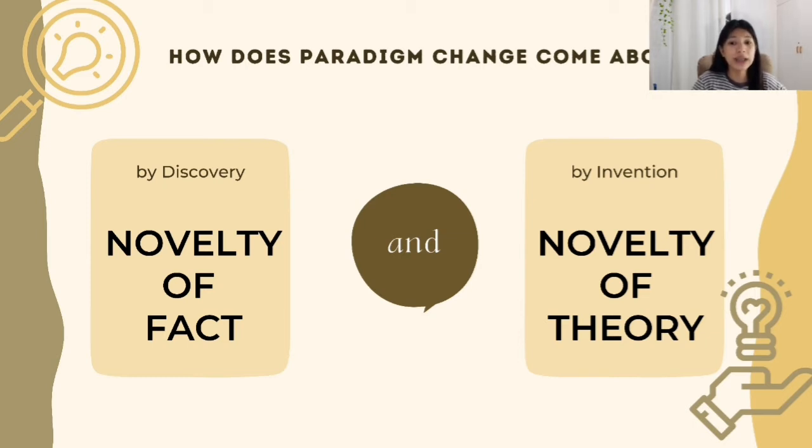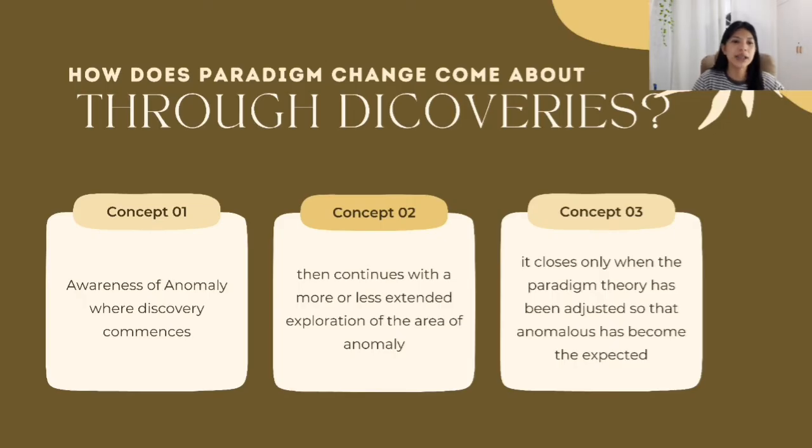So, how does paradigm change come about? There are two ways. First is by discovery, the novelty of fact, and second, by invention, novelty of theory. But novelty of theory is discussed in greater detail in the following chapter. But for this chapter, we will be focusing on the discovery of novelty of fact. So how does paradigm change come about through discoveries?